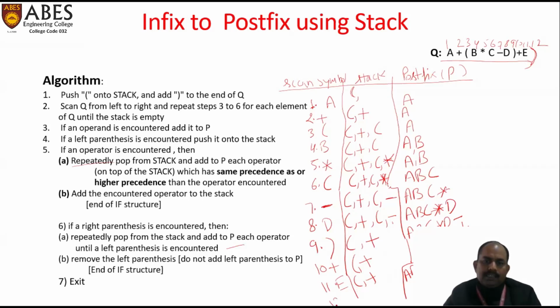Now in the last step, the algorithm says that again we have to perform the pop operation until a left parenthesis is found. So here we pop from the stack and add it to the expression P. Now the expression is A, B, C, star, D, minus, plus, E, F, plus. So this is our final expression, and now the stack is empty.